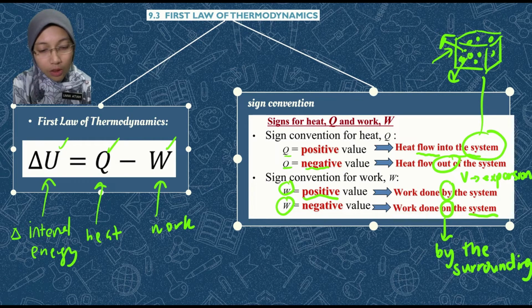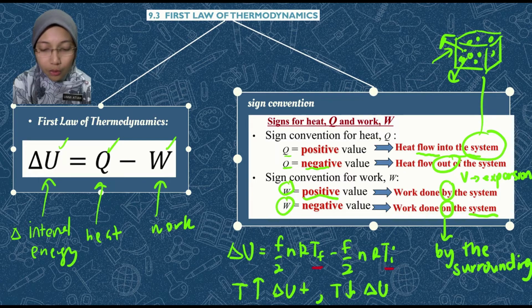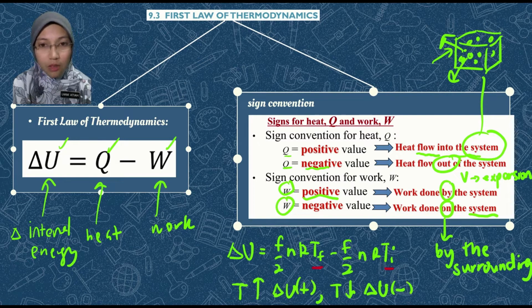And another quantity here is delta U. Remember, the equation for U is F/2 nRT. So delta U is F/2 nRT final minus F/2 nRT initial. Delta U here depends on the temperature. It means that if the temperature of the gas of the system is increasing, delta U will be positive. And if the temperature is decreasing, delta U will be negative. The plus minus sign convention really matters for the first law of thermodynamics.